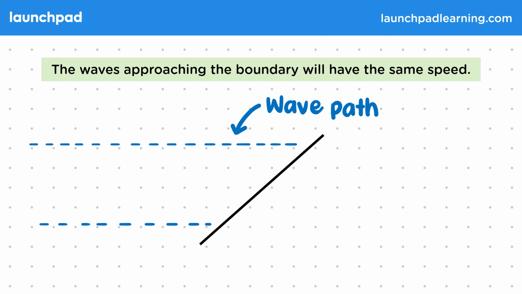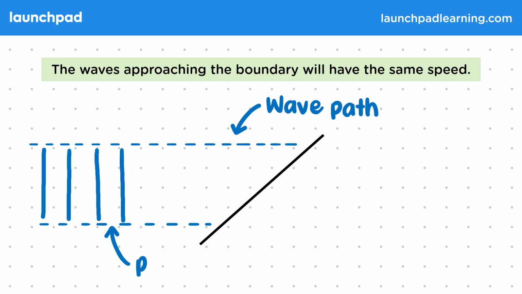Notice that this isn't just a single line. The wave has some kind of width. This could be something like the width of a torch beam or the width of a ripple tank. Like in the tank, we can draw in these lines to represent the peaks of the wave. Again, these have some kind of width, and at all points on these lines, the wave will be at the same point in its cycle.